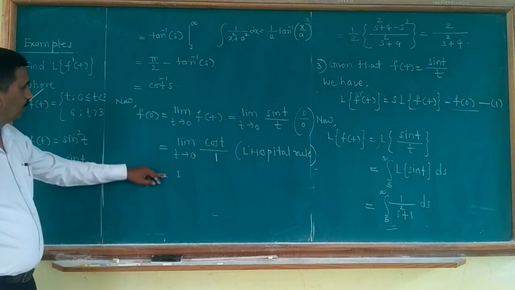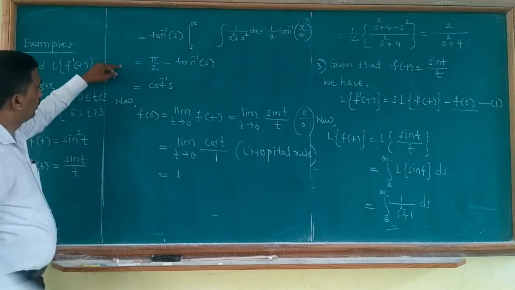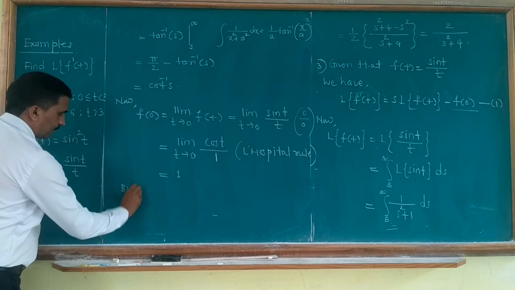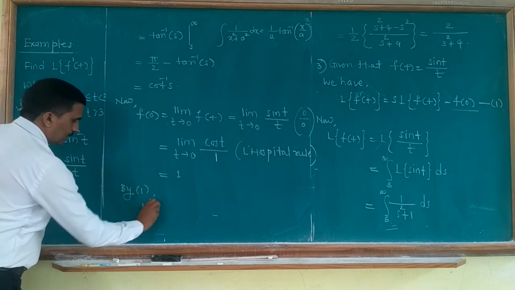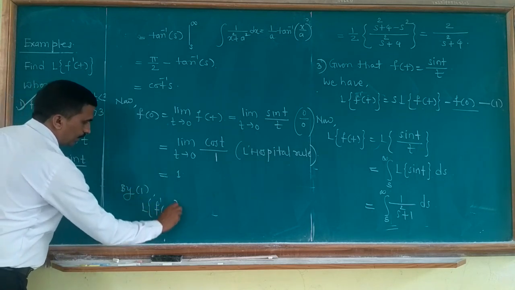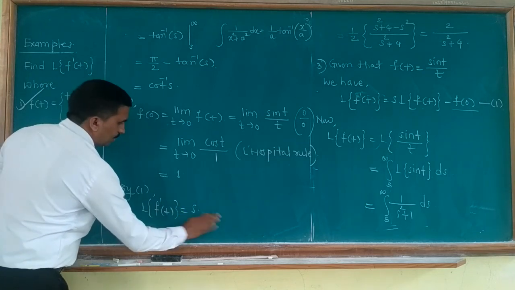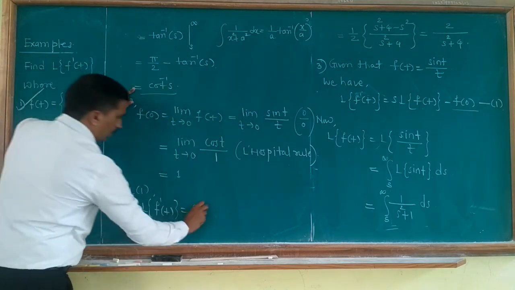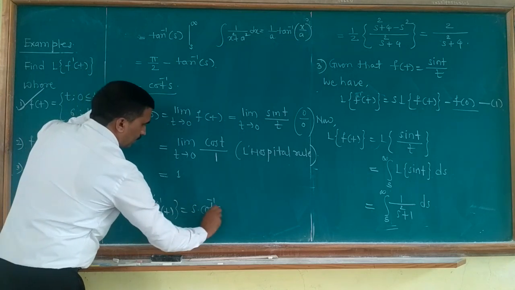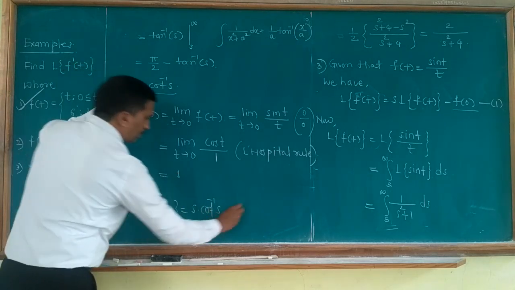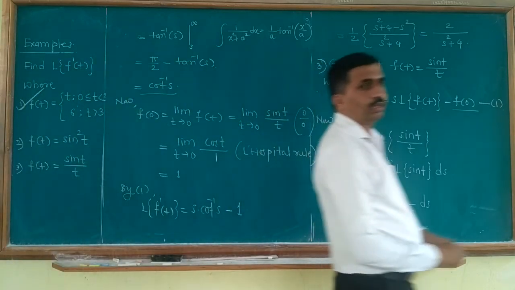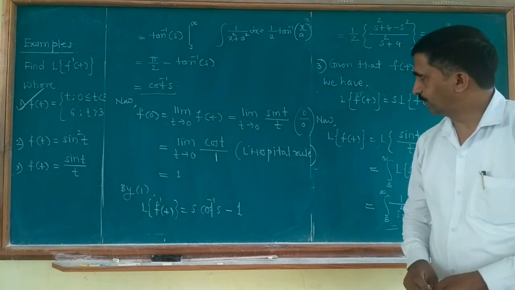So substitute this value of f of 0, Laplace of f of t in 1. So therefore, by 1, Laplace transformation of f dash t is equal to s into the value of Laplace of f of t, that is cot inverse s, and minus f of 0 is 1. So this is the required answer, that is required Laplace transformation of f dash t.